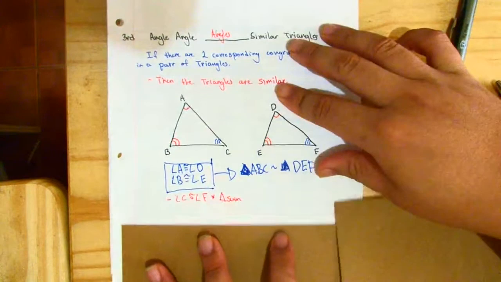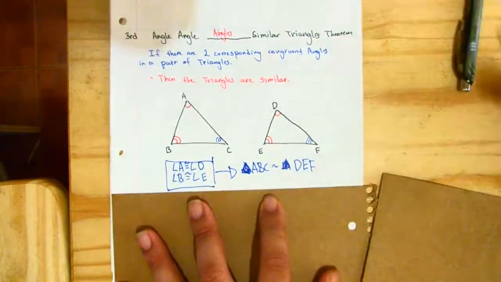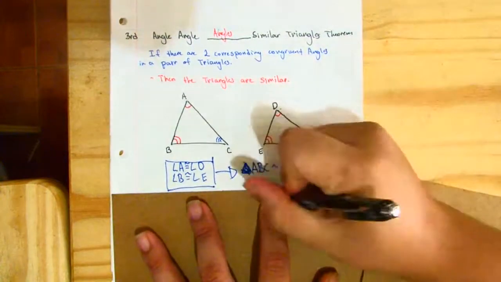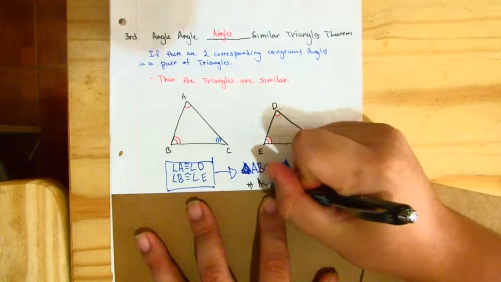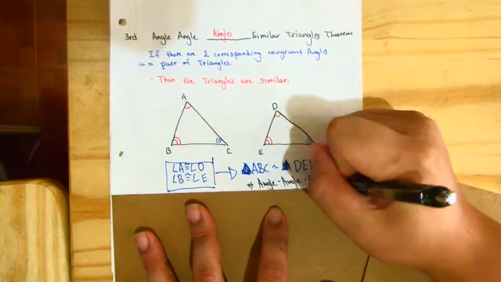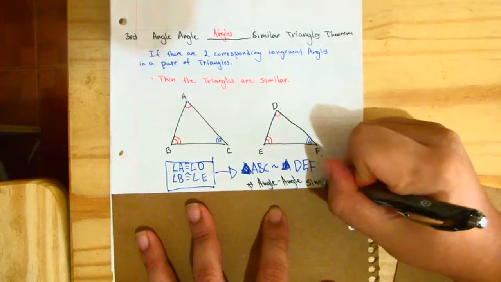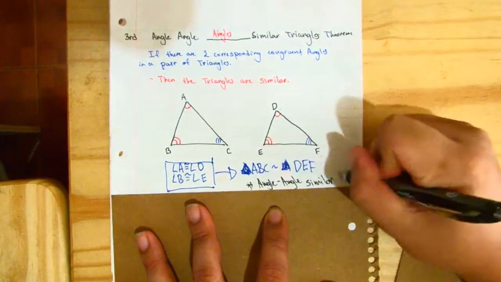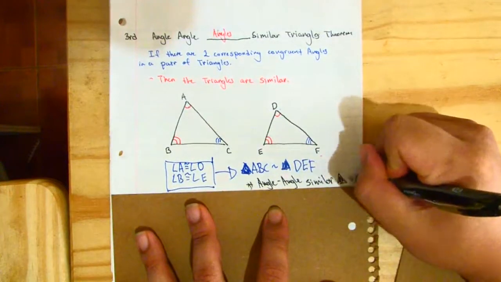Using what theorem? We're going to be using the angle-angle similar triangles theorem.